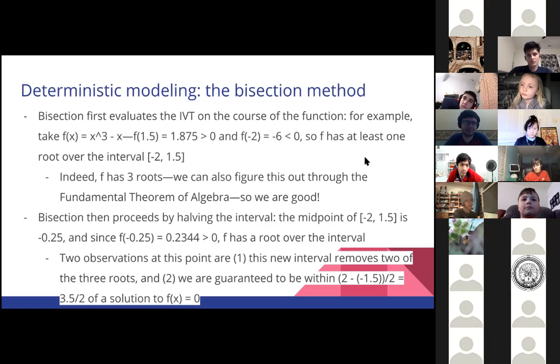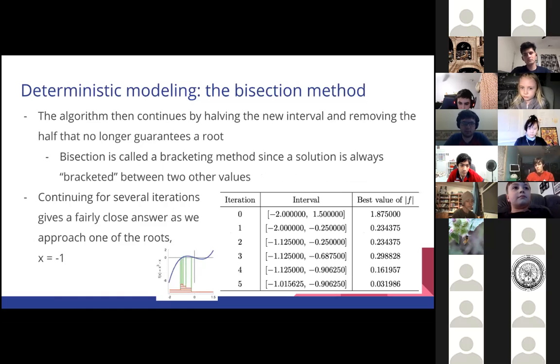Two observations at this point are: one, this new interval removes 2 of the 3 roots, and two, we are guaranteed to be within 3.5 over 2 of a solution to f of x equals 0. So this algorithm then continues by halving the new interval and removing the half that no longer guarantees a root. Bisection is often called a bracketing method.